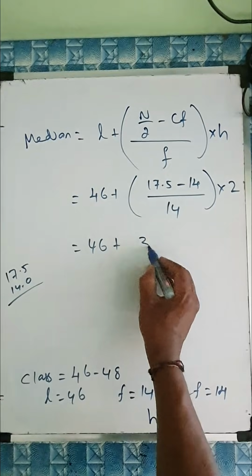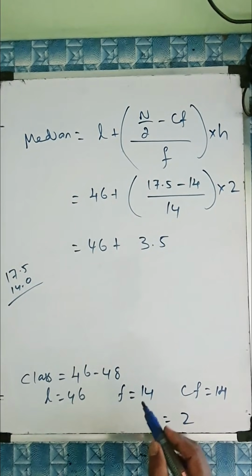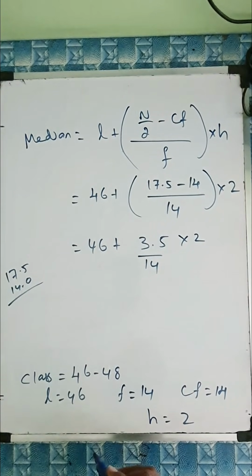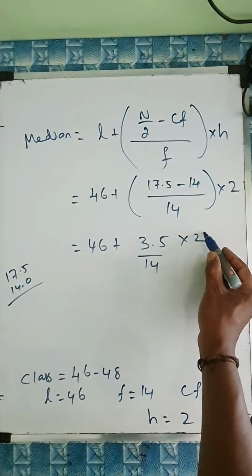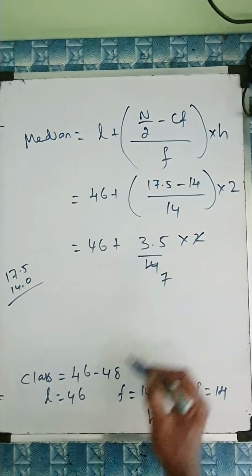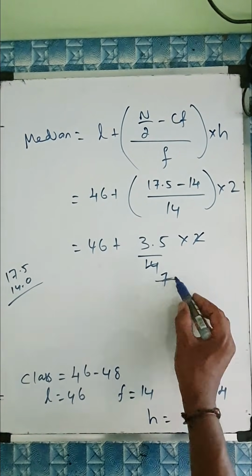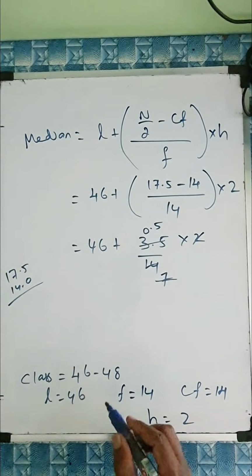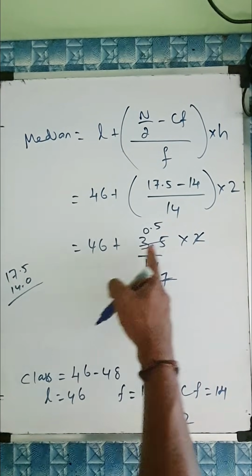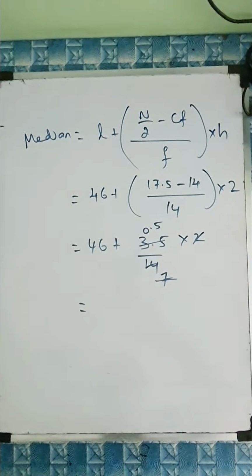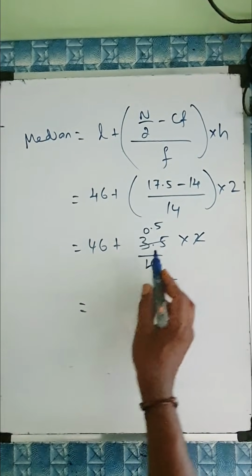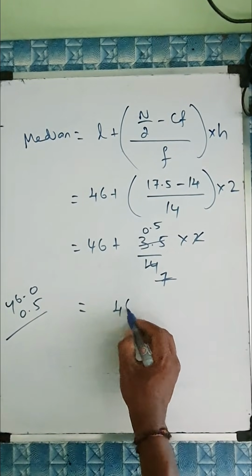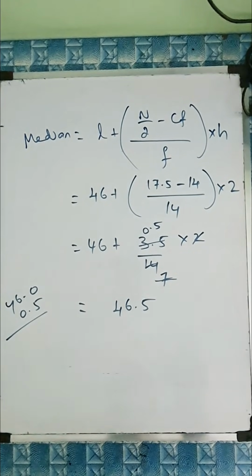If you subtract you'll get 3.5, then into 2 by 14. Now we can cut here by 7, so 2 sevens are 14. Again 7 times 0.5 is 3.5. So now 46 plus 0.5, if you add these two you'll get 46.5.